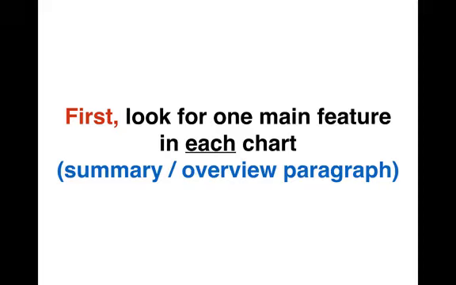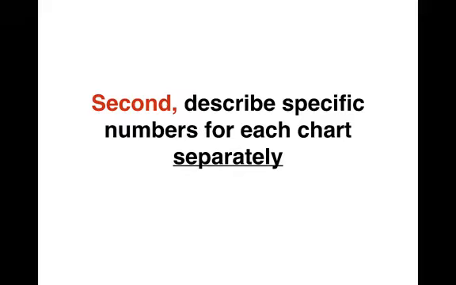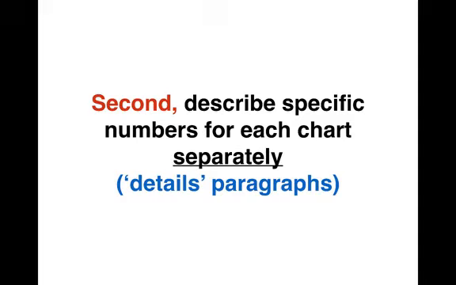You'll do 2 sentences, one about each chart. Next, describe specific numbers for each chart separately. So you'll do a separate paragraph in your details paragraphs, paragraph 3 about the first chart and paragraph 4 about the second chart. So let's look at our 2 chart question for today's lesson.